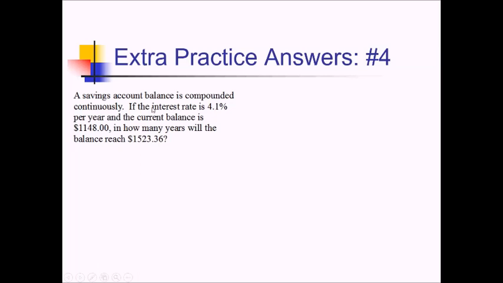On this one, we have a savings account compounded continuously. So this is going to be exponential growth once you see that whole continuous compounding thing. So I'm just going to start by writing y equals CE to the KT, or you could write even y equals PERT if you're thinking in more pre-calculus terms. If the interest rate is 4.1% per year and the current balance is this amount, and how many years will the balance reach this other amount?